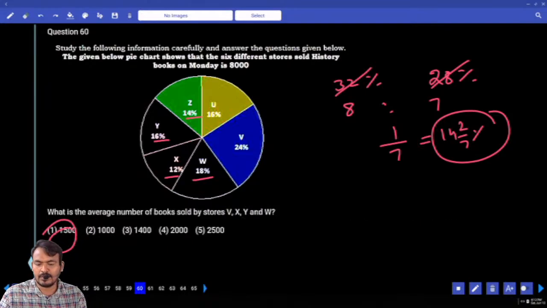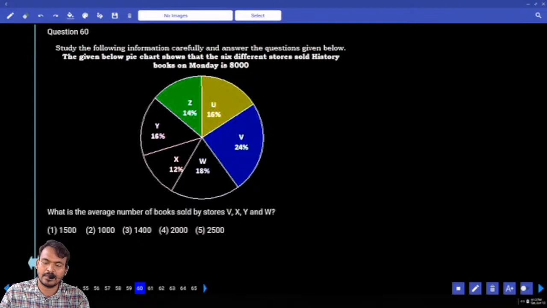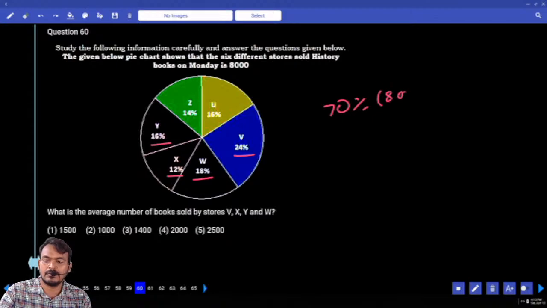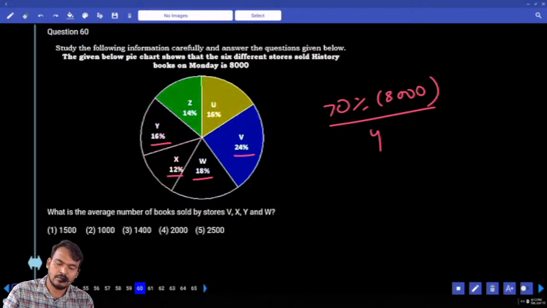Next question number 60. What is the average number of books sold by V, X, Y, W? V is how much? 24. X 12. W 18 and 16. Total it is 70. 70% of which one? 8,000. Divide by 4. What is the answer? 1400.